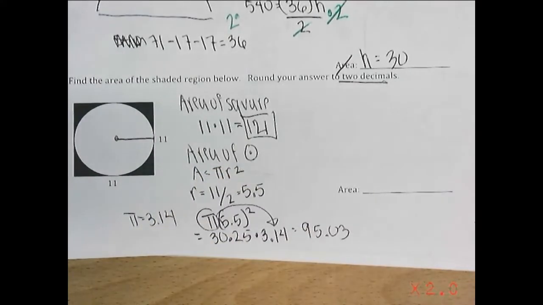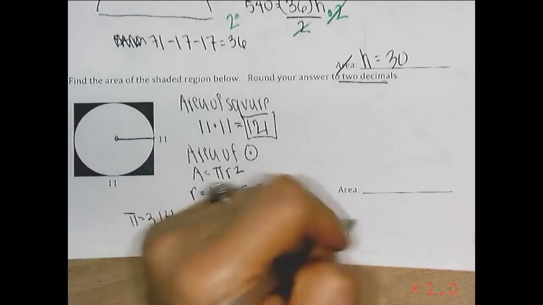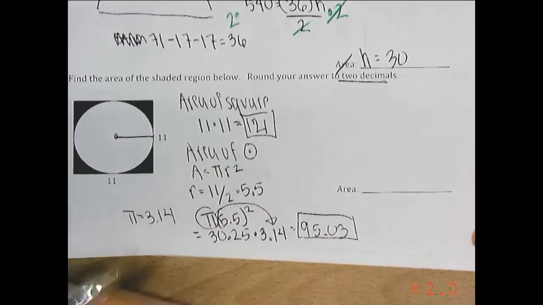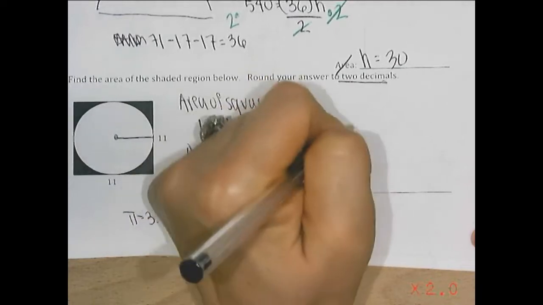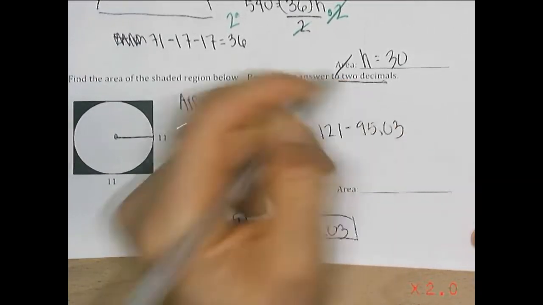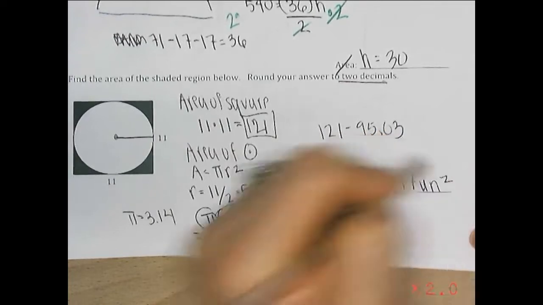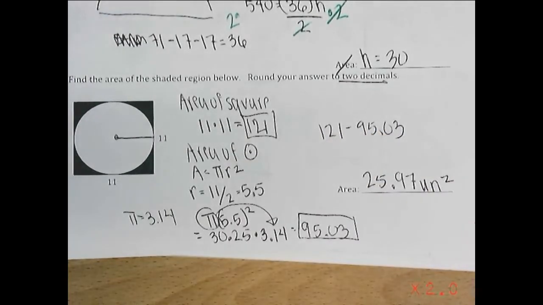It's asking me to find the area of the shaded region, so I need to take the area of my square and subtract the circle. 121 minus 95.03, and I will end up with 25.97 units squared. Okie doke.